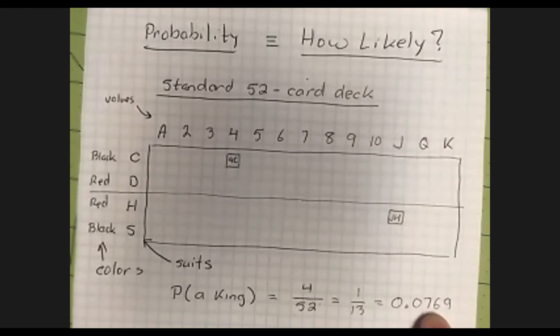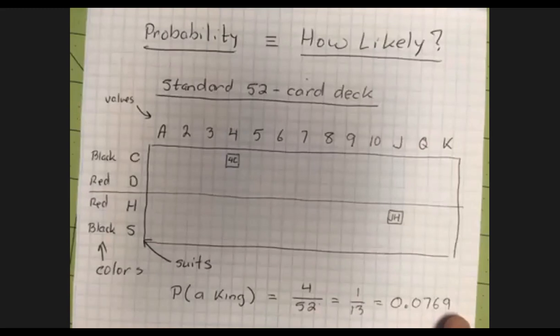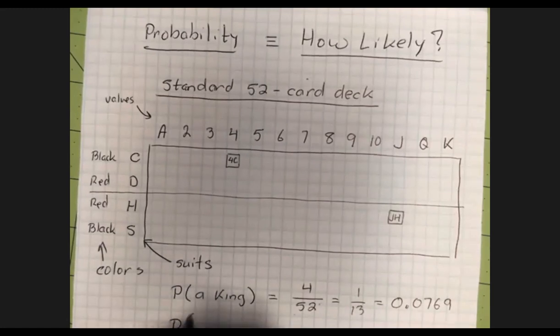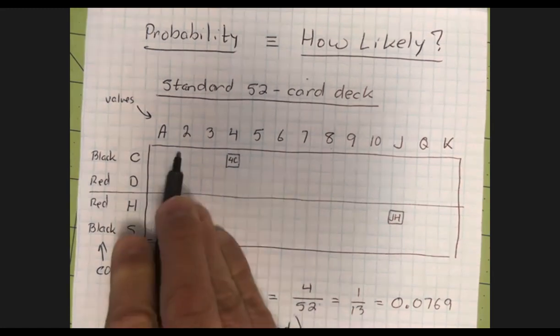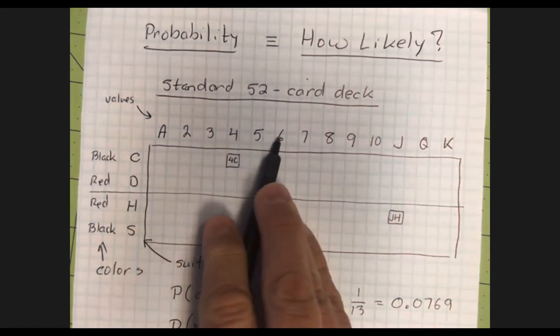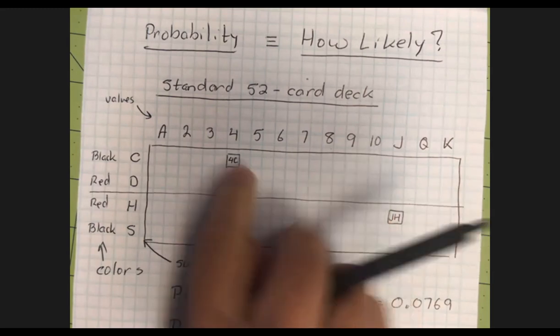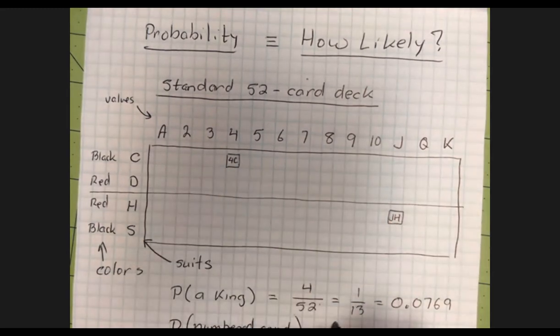0, 7, 6, 9. You have a 7.69% chance of picking a king. Not great. But what's the probability of picking a numbered card? Well, you got a whole pile of numbered cards. 1, 2, 3, 4, 5, 6, 7, 8, 9 numbered cards, 4 of each. There are 36 numbered cards out of 52 cards.